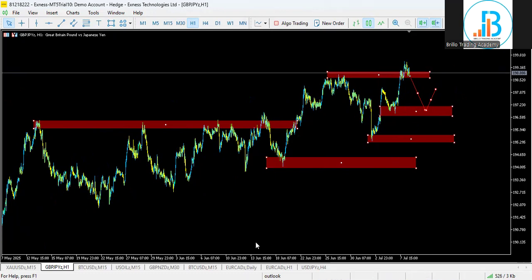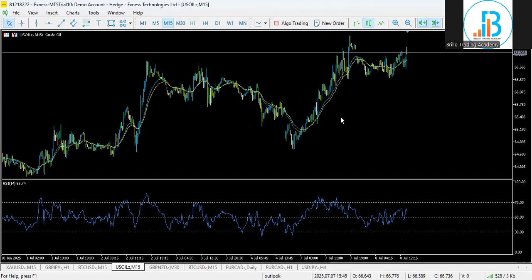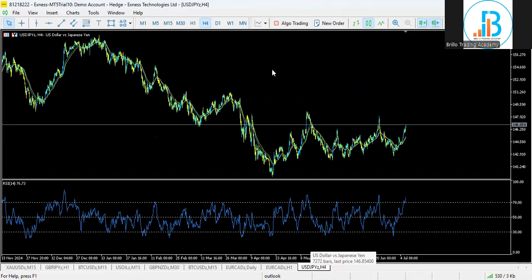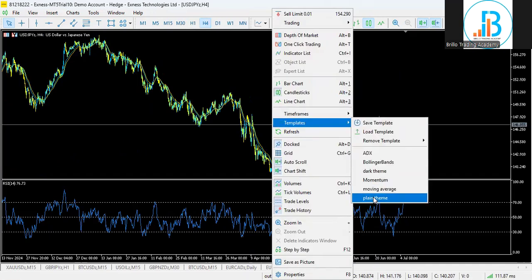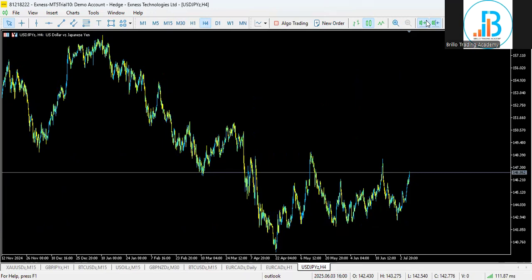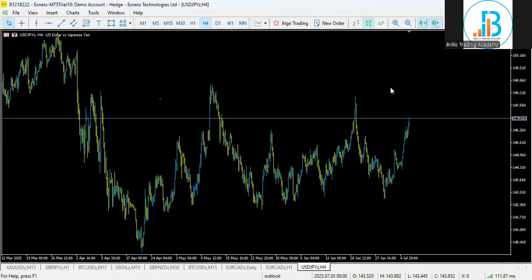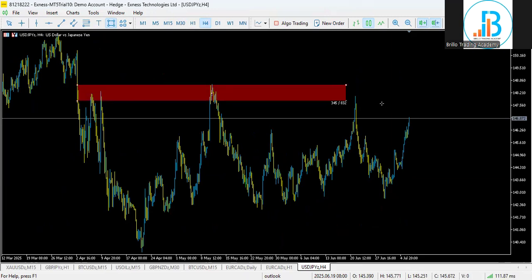Okay. So let me see if I can get another chart and identify a resistance that has not been broken. Okay, I think this one will serve. So I can see this as a resistance level.